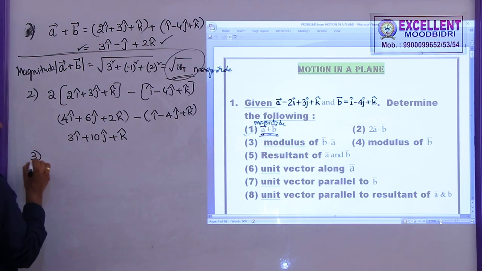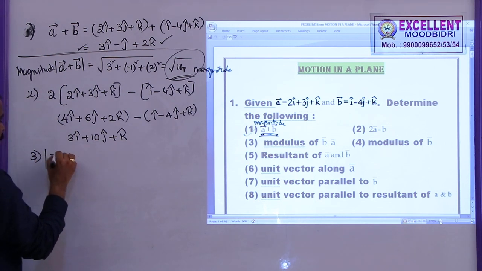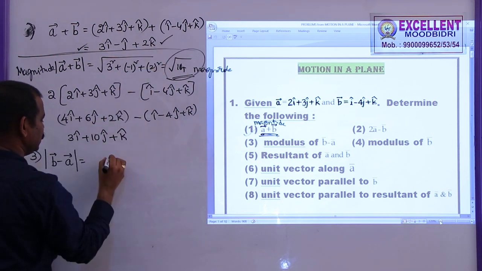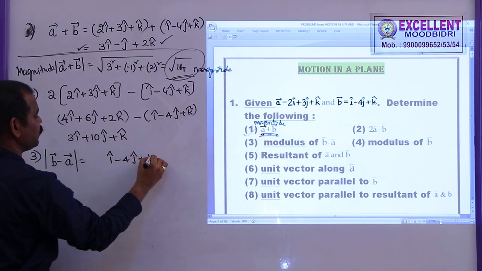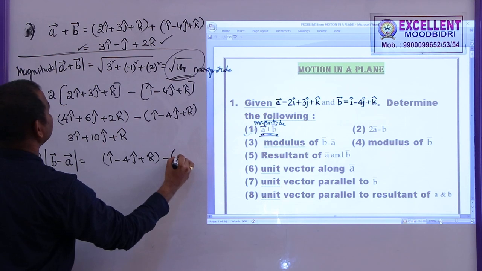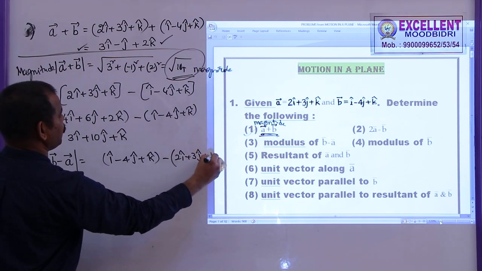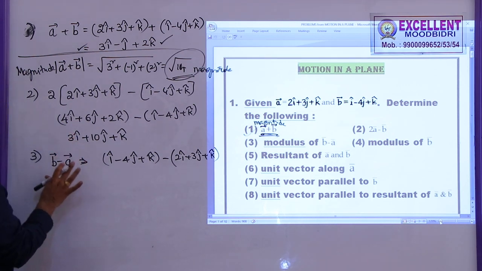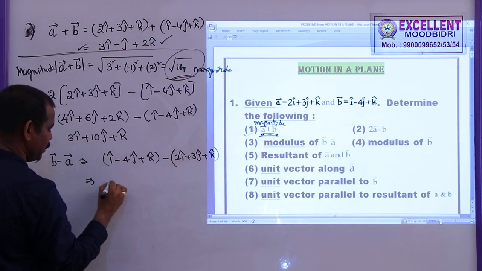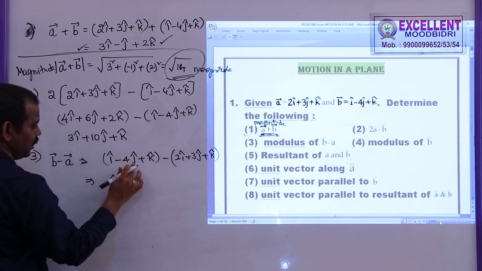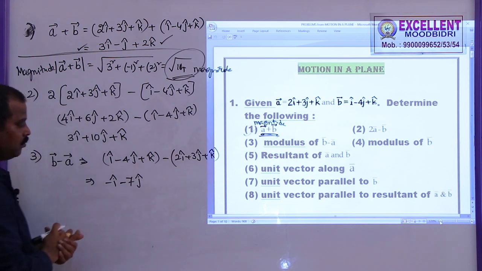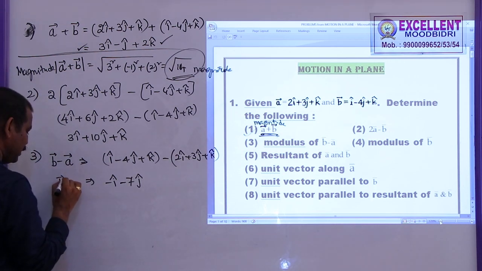Now, third part, modulus of B bar minus A bar. So, first let me find out B bar minus A bar. This is i cap minus 4j cap plus k cap, minus 2i cap plus 3j cap plus k cap. I am not finding the modulus first. First I am finding B bar minus A bar, which is going to be i minus 2i, minus i cap, minus 4j minus 3j, minus 7j, k minus k, so it will be 0. Now this is B bar minus A bar.